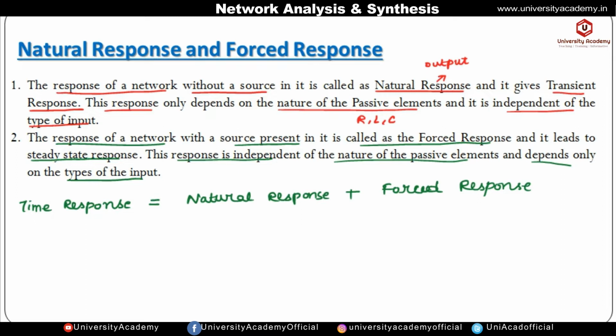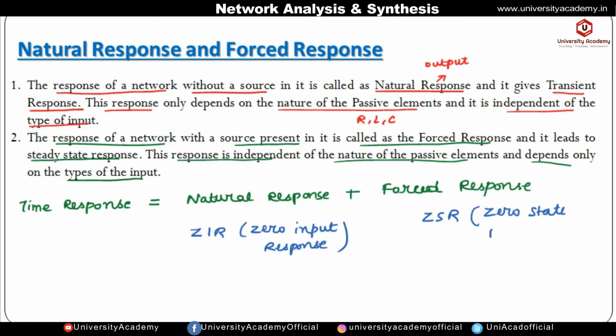And in case of forced response we ensure that the capacitor and the inductor which are used in the circuit should be initially uncharged. Okay, that is why the natural response is also called zero input response. Okay, zero input response means input is zero. Then we are getting the output because of the initial conditions present in the system. And in case of forced response it is known as zero state response. State means initial conditions are zero. Okay, this is known as zero state response.